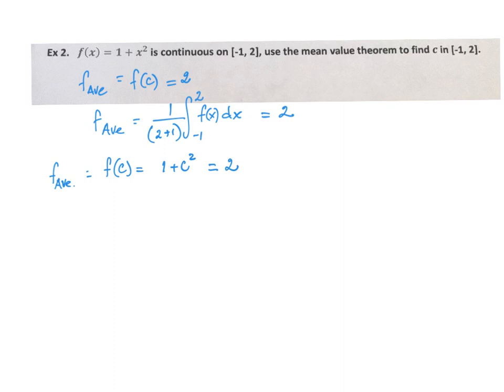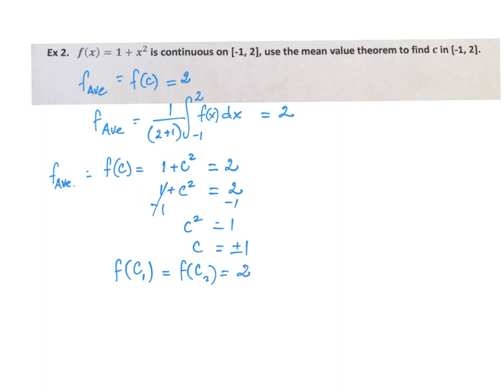Now, if we set 1 plus c squared equal to 2, we can find a location where f of c equals 2. So we subtract 1 from both sides. C squared equals 1. C equals plus or minus 1. So we found two values for c where f of c1 equals f of c2 equals 2, which is the average height.